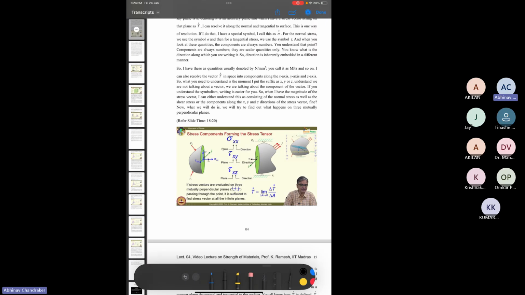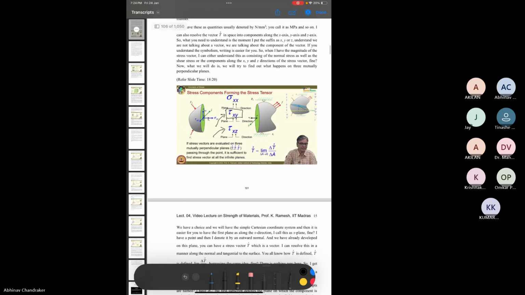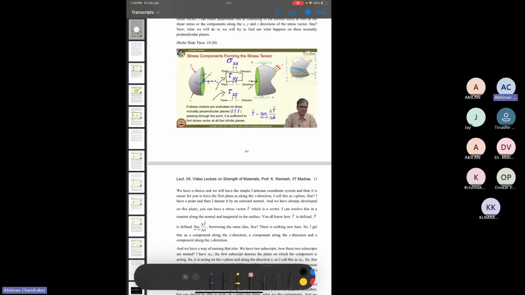In brief, for this scenario, here we are considering the plane x. For xy, x is the plane on which the force is acting, and y is the direction in it. So the plane is the one perpendicular to the x direction, and the direction of force is in the y direction. So we call it tau xy. And we can similarly have tau xz, which is the component of shear stress along z. And then you have sigma xx. So this tells you about the stresses being experienced at this point for this particular plane, which is the x plane.